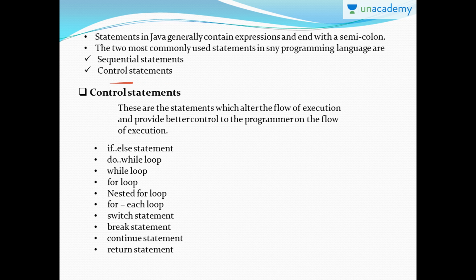Control statements are those which alter the flow of execution and provide better control of the program over the flow of execution. That means these control statements help us alter the flow. For example, I want to execute two continuous statements, but the second statement to be executed later. That can be done with the help of this type of control statement. When we discuss further, we'll go through all these control statements. These are all the types of control statements. As we're not discussing sequential statements, we are not touching that topic for now.